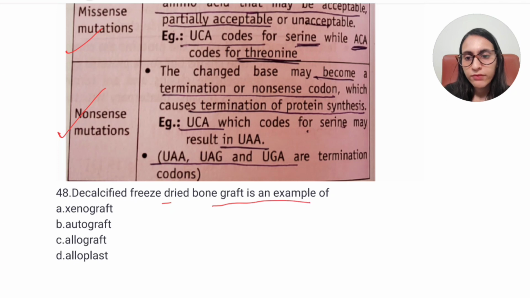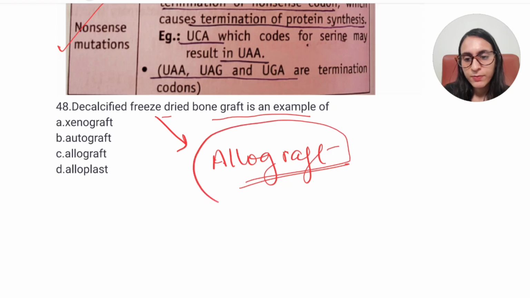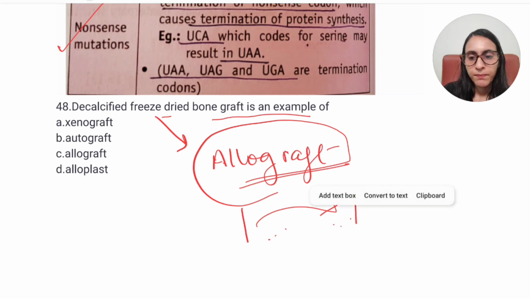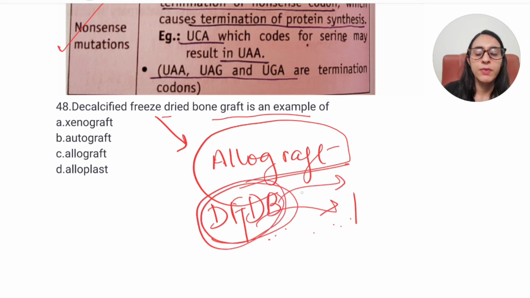Decalcified freeze-dried bone graft is an example of: So a decalcified freeze-dried bone graft is an example of allograft. Allograft is a tissue or organ transplantation from one individual to another individual of the same species with a different genetic makeup. This means decalcified freeze-dried bone grafts are sourced from human donors and processed for transplantation to another person. So options: xenograft involves transplantation between different species, not within the same species.